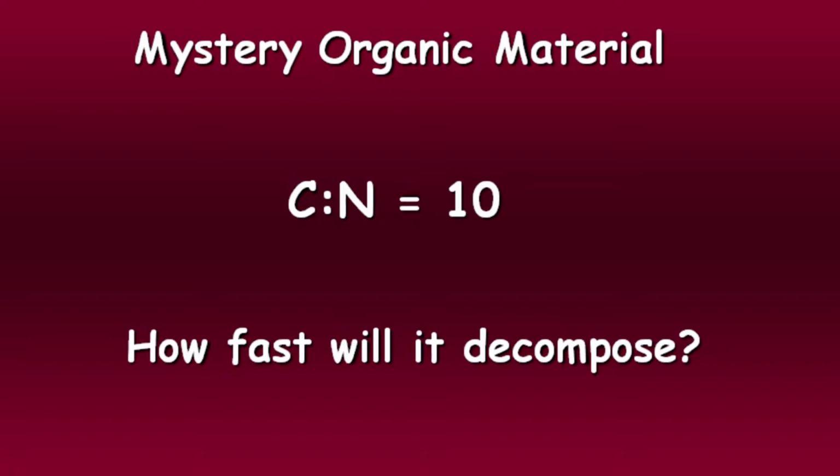Alfalfa, 15 to 1, oat straw 90, sawdust 225. So what about the release of nutrients from sawdust? Probably a slow process, huh? Okay, so just looking at carbon to nitrogen ratio, we can deduce these kinds of relationships. Okay, mystery organic material has a carbon to nitrogen ratio of 10. How fast will it decompose?